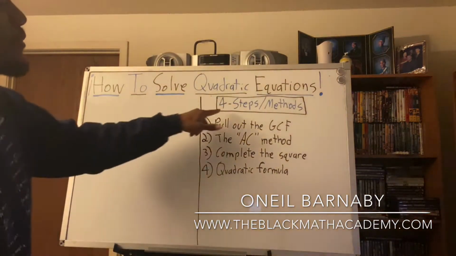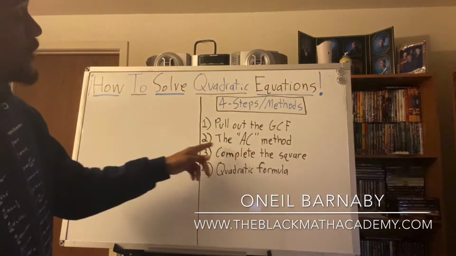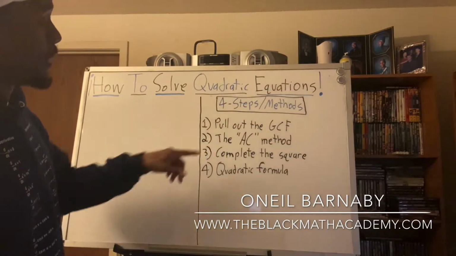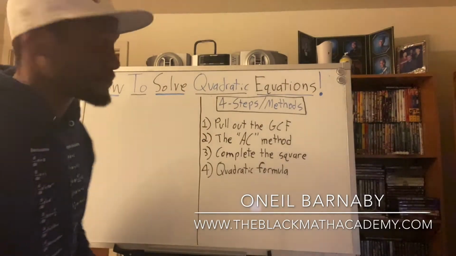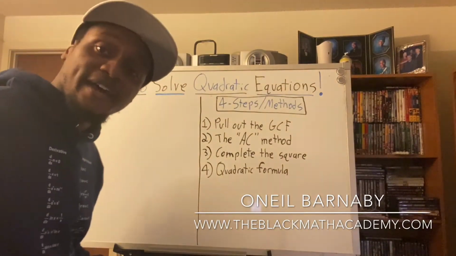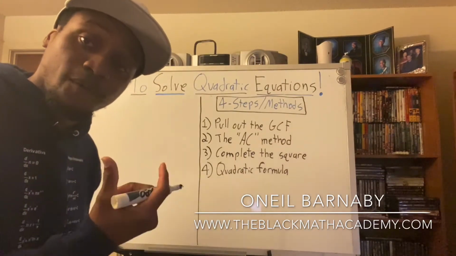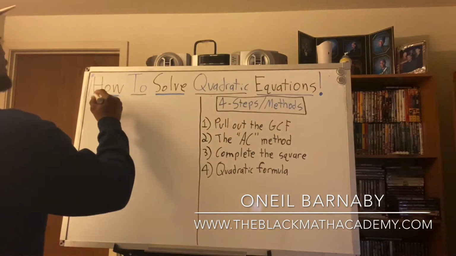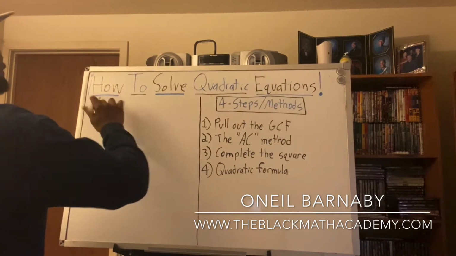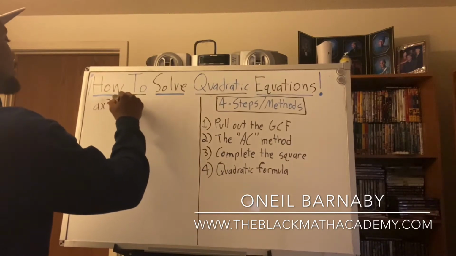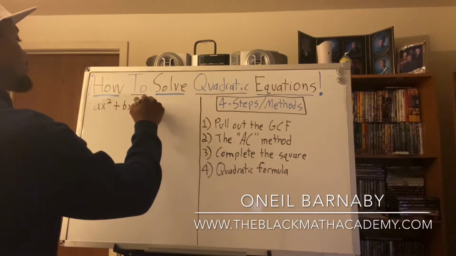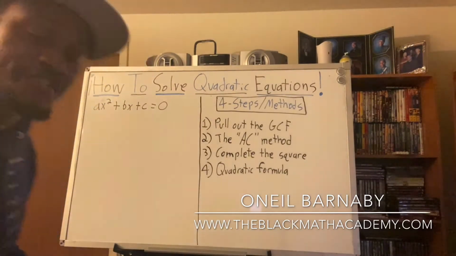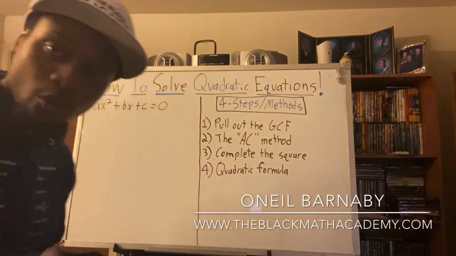All right, so again, here are my 4 steps. Pull out the GCF, the AC method, complete the square, and the quadratic formula. I'm going to show you the second step, which is the AC method. If you recall, you need to have the quadratic equation written in standard form. Standard form, once again, looks like this, where you have ax squared plus bx plus c equaling 0.